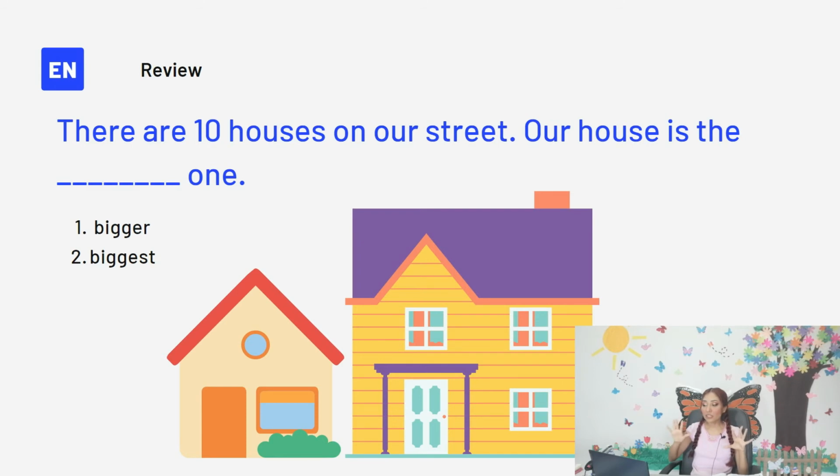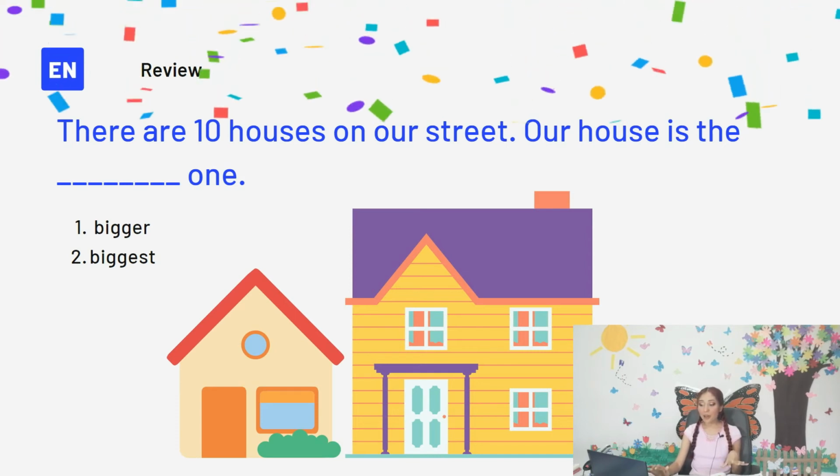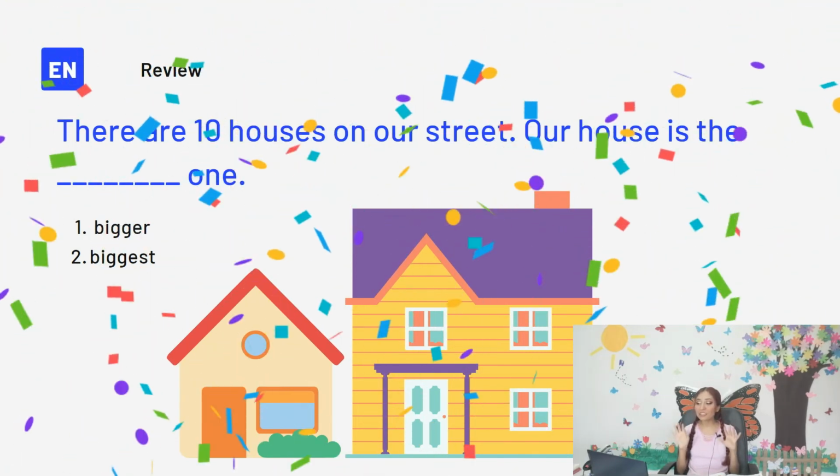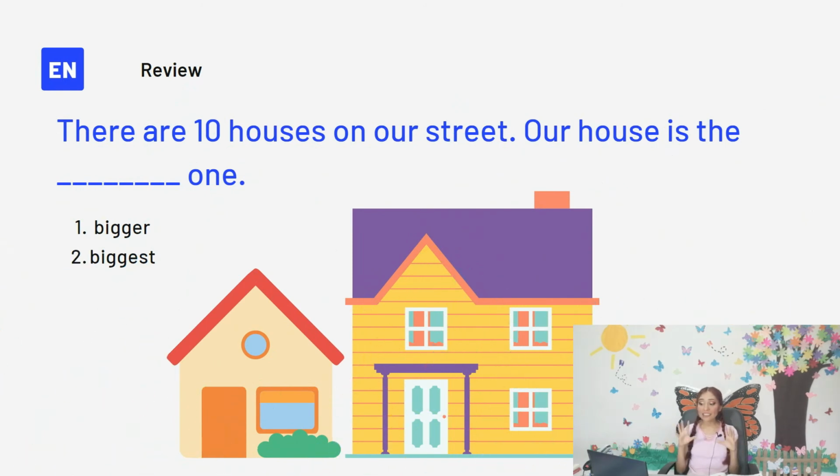There are 10 houses in our street. Our house is the blank one. Number 1, bigger. Number 2, biggest. Is it number 1 or number 2? The correct answer is the biggest one. Number 2, there are 10 houses in our street. Our house is the biggest one because you know we have 10 houses around the street, so it means that it is a superlative because I'm comparing my house with the rest of the houses in the street.